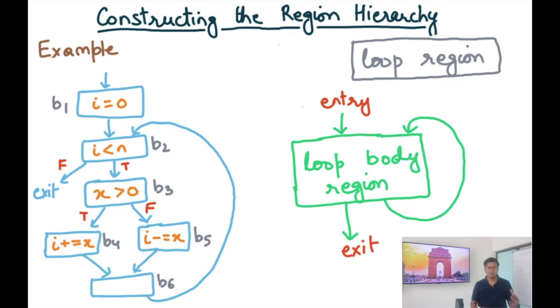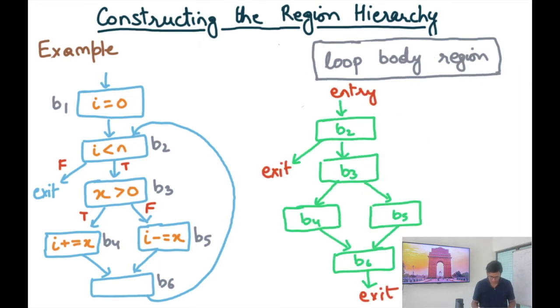Now this is the second level of the region hierarchy. It only has one node, but when I dig deeper, if I go one level down the hierarchy, I would find that this actually has a control flow graph. It's not just a simple basic block, right? And so this is what the loop body region would look like. It would have B2, B3, B4, B5, B6. So the control flow graph for the next level of hierarchy is going to be the entire loop body.